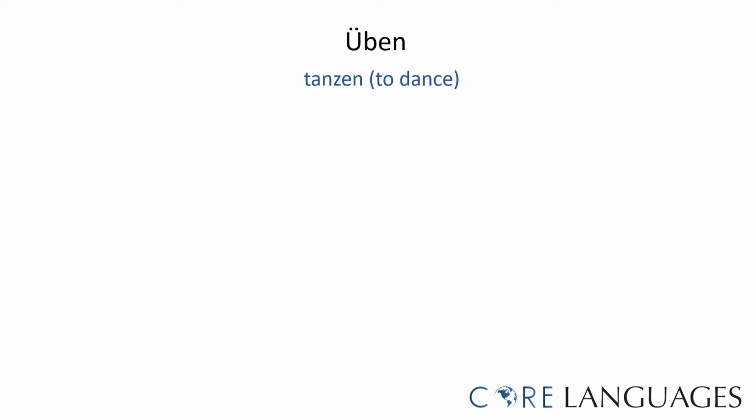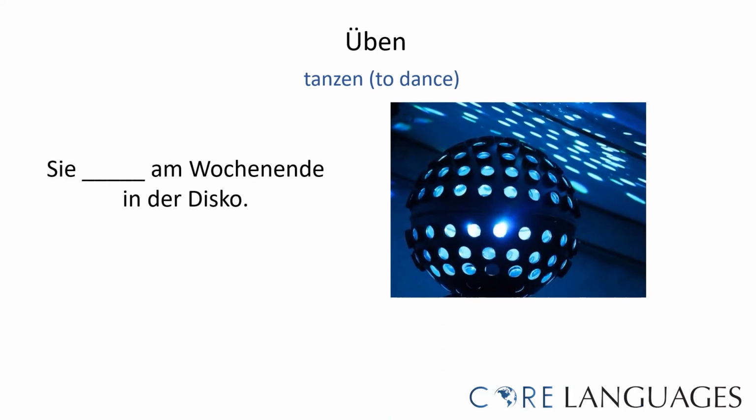And how about the verb tanzen, to dance? Choose the correct simple past tense conjugation for tanzen. Sie tanzte am Wochenende in der Disco, or sie tanzete am Wochenende in der Disco. The verb stem of tanzen, tanz, ends in the letter Z and does not need an extra E before adding the simple past tense ending. The correct verb is tanzte. Sie tanzte am Wochenende in der Disco. She danced on the weekend in the disco.